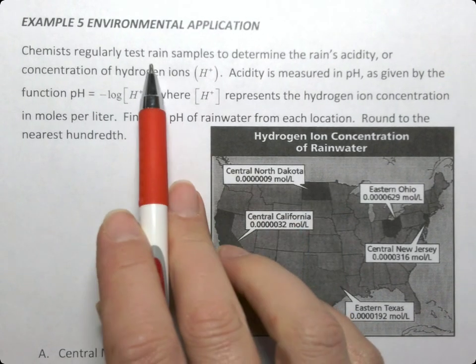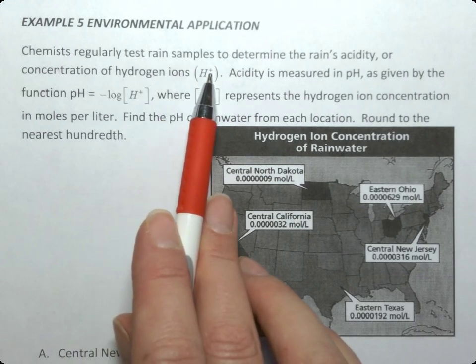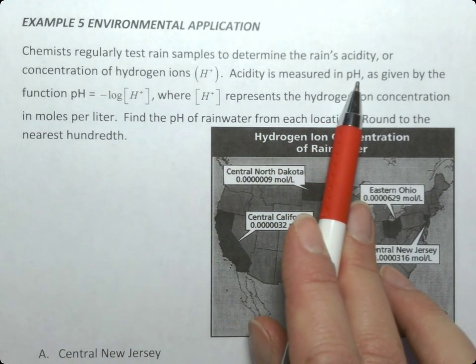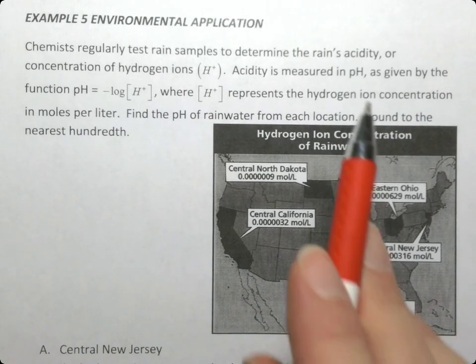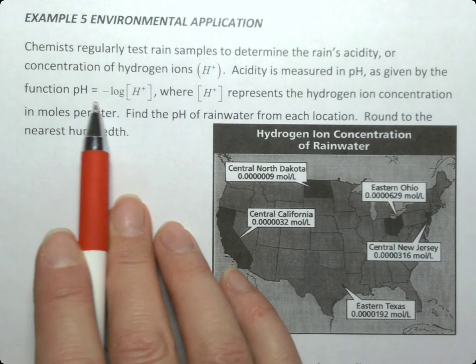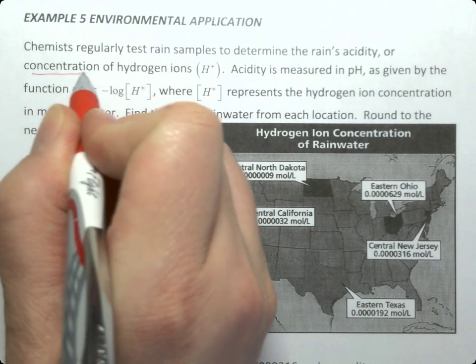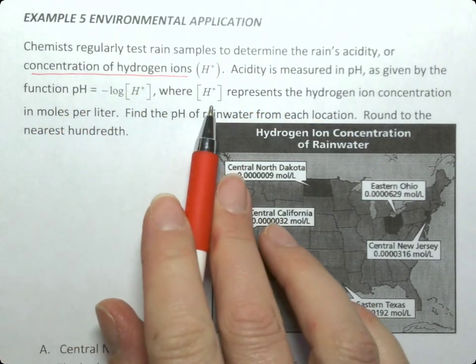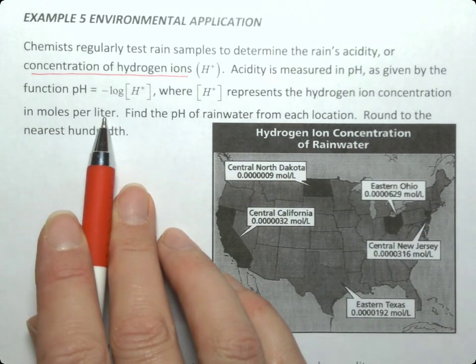Why are we doing moles and liters? A chemist regularly tests rain samples to determine the rain's acidity, or concentration of hydrogen ions, known as H+. Acidity is measured in pH. People test their pools for the pH level. You talk about testing soil because different plants can grow in different pH levels. Foods and drinks have different pH levels. So the function for the pH is negative log of H+, where H+ represents the hydrogen ion concentration in moles per liter.